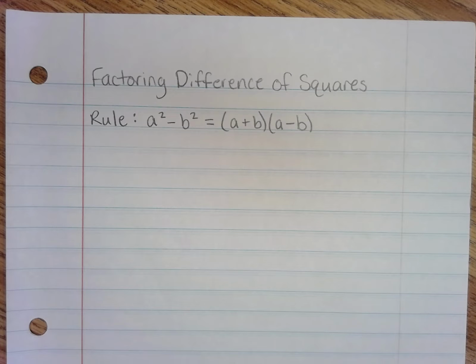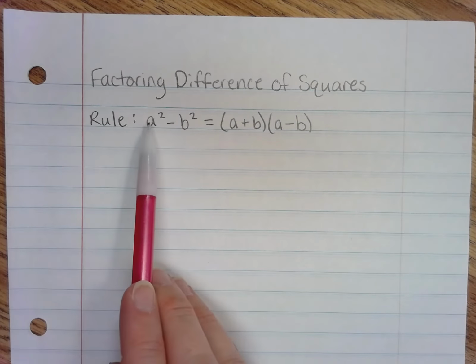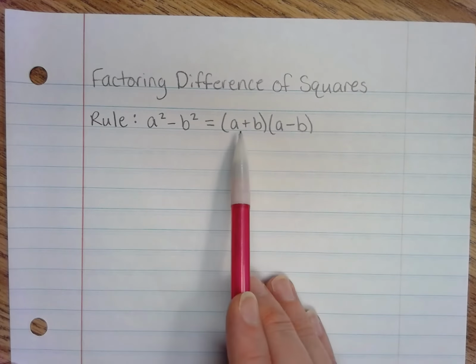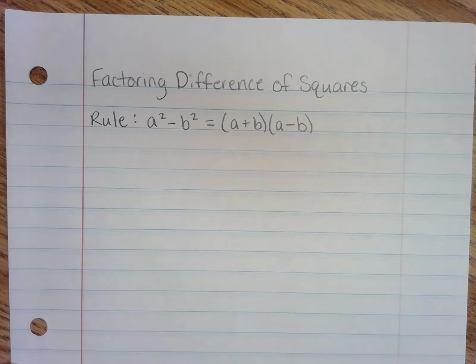In this lesson, you will learn how to factor the difference of squares. The rule we will use for factoring difference of squares is a squared minus b squared equals, our factored form will be a plus b and a minus b.